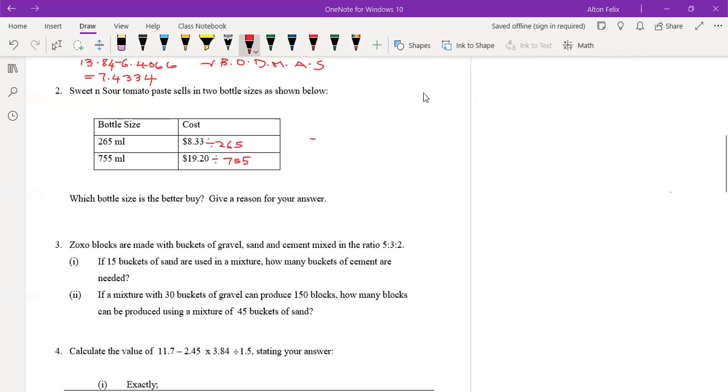Okay, so that'll take us to question number 3 now. When we look at 3, it is taking us into ratios and proportions. So you have Zozo blocks made with buckets of gravel, sand, and cement. So that's our ratio here. Gravel, sand, and cement, 5:3:2. If 15 buckets of sand are used in a mix there, how many buckets of cement are needed? Right, so let's see if we could make some sense of that.